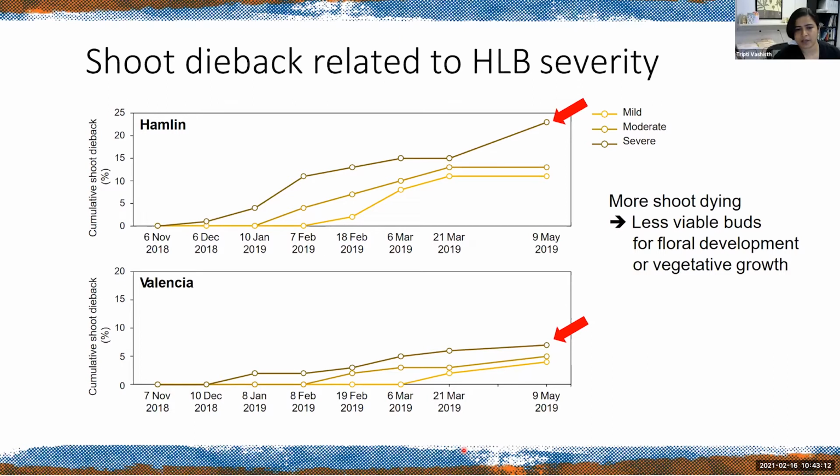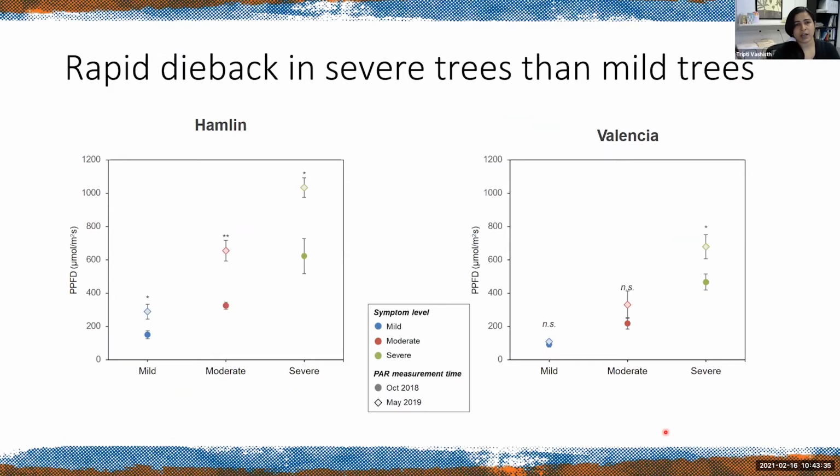So we do see a significant dieback happening in these trees, and that dieback is directly related to the HLB severity. We counted the branches that were dying. And this means that we have less viable buds for floral development and vegetative growth. So, significant dieback in winter months and early spring.